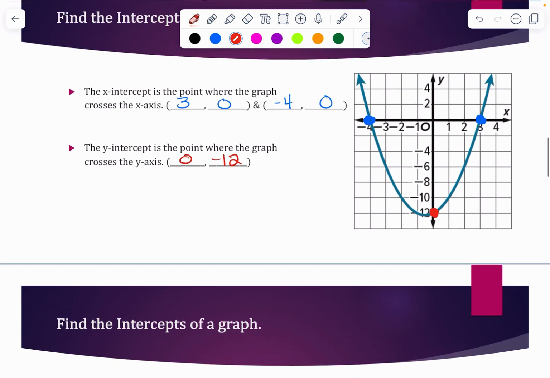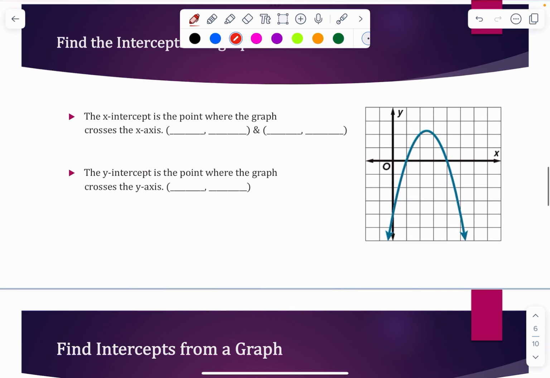Okay, let's try another one with that. So we're going to start off with the x-intercept. I'm going to find one here. That's going to be at 1, 0. I'm going to find another one here. So 1, 2, 3, 4, 0. Then I look for my y-intercept, looking down my y-axis. I find a point here, 1, 2, 3, 4. So my y-intercept would be 0, -4.